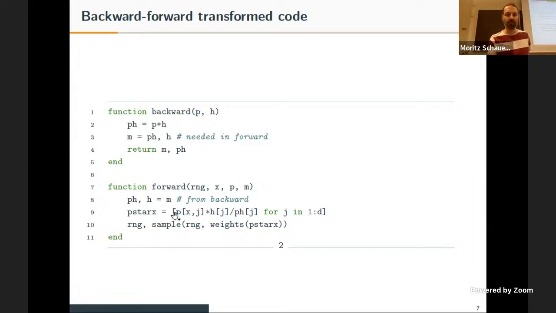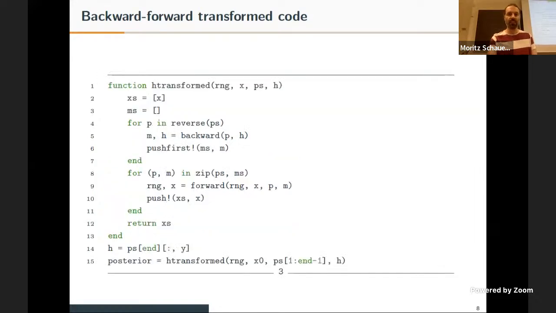Or if you look carefully, this is the corresponding row of the transition matrix, because I know that I'm in state X, so I don't have to compute the entire matrix, and I can just compute the corresponding row directly. And then I'm returning a sample. So this will be the transformed function.